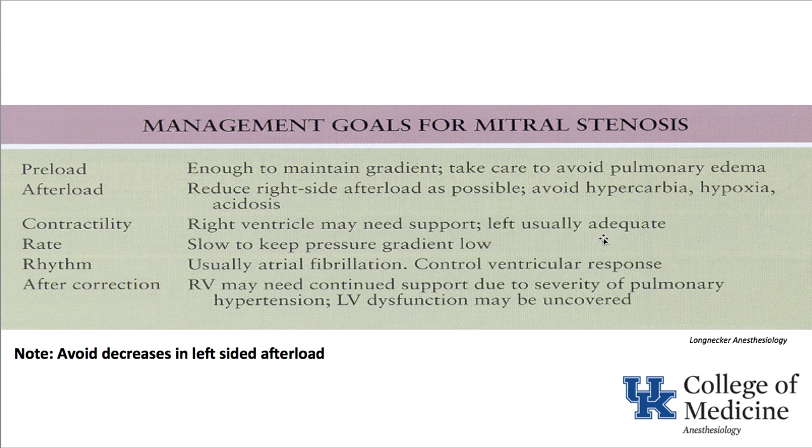But remember, blood is backing up from that stenotic mitral valve into the atrium, into the pulmonary system, so they often have pulmonary hypertension. And so reducing right-sided afterload is something we should do. So don't let them get hypercarbic or hypoxic or acidotic, things that constrict the pulmonary vasculature. The right ventricle may not be working too well because the pressures have gone back through the pulmonary system, and pulmonary hypertension and right heart failure can be occurring.